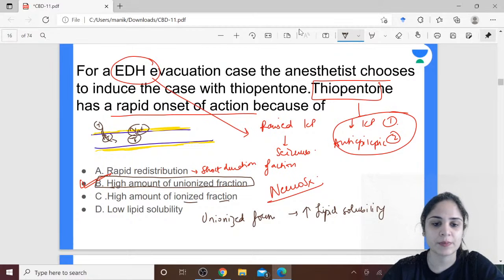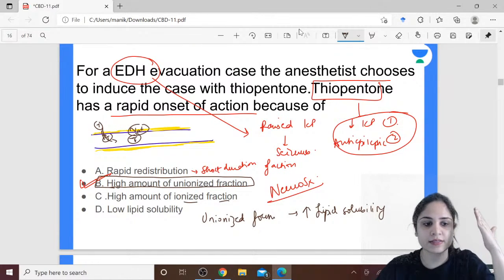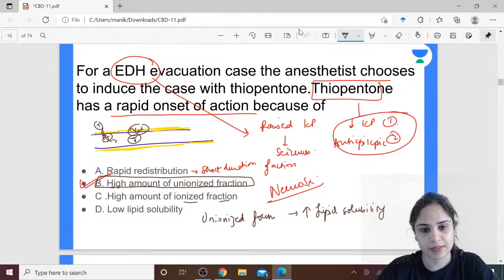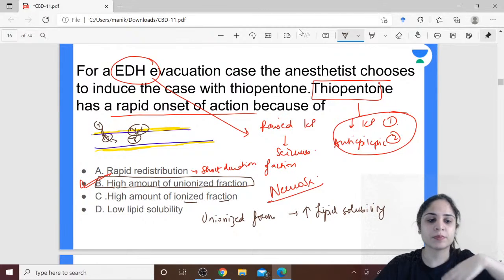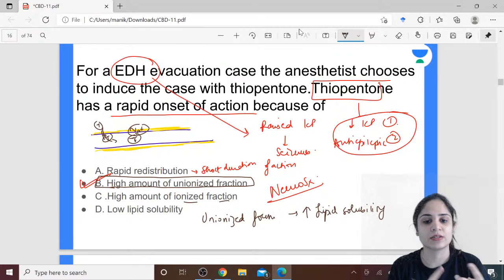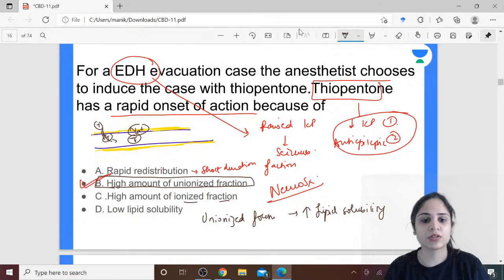Rapid redistribution of thiopentone means the action site of thiopentone is the brain. It has to act on the brain, reduce the activity of the reticular activating system, and put the patient off to sleep, correct? Once it reaches the brain, within 5 minutes it goes to other parts of the body. It goes to the muscle, the fat, every part of the skin. As a result, the drug is going from the target area to the non-target areas.